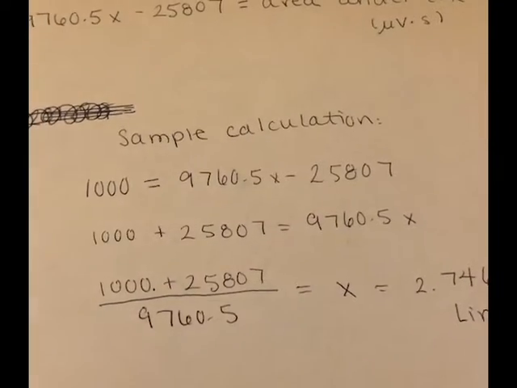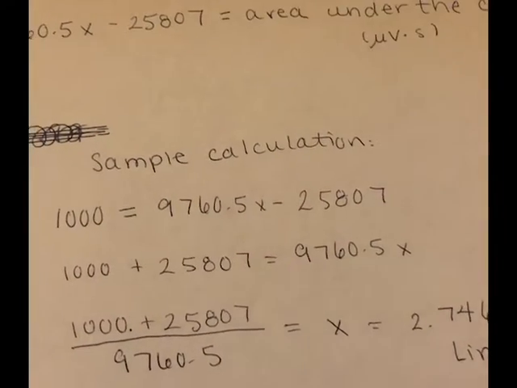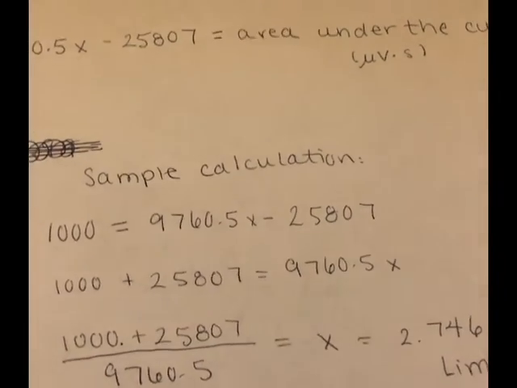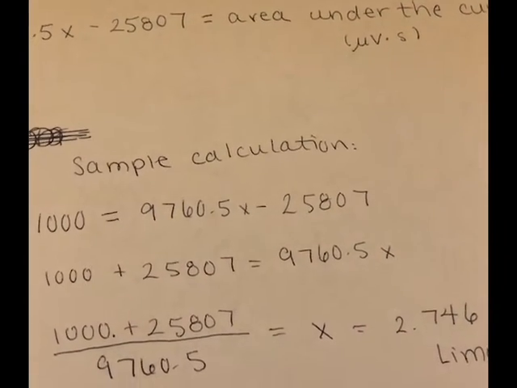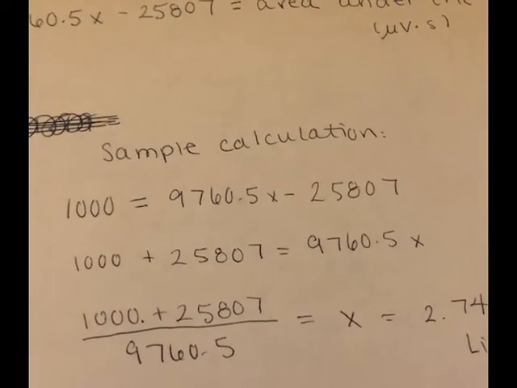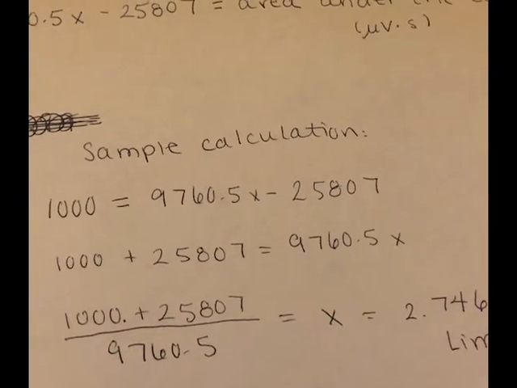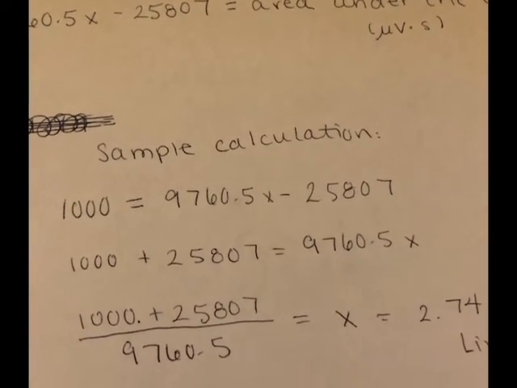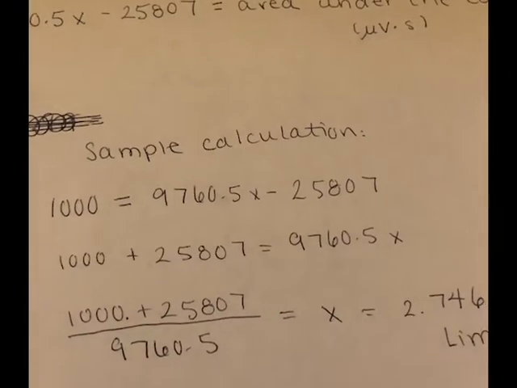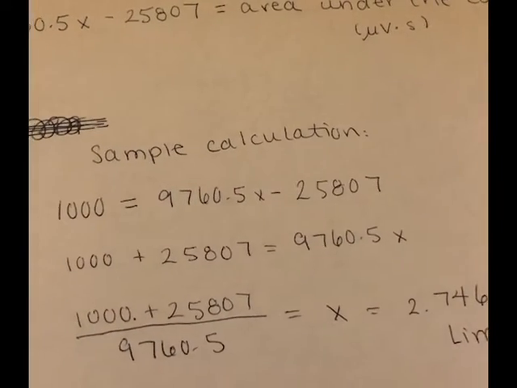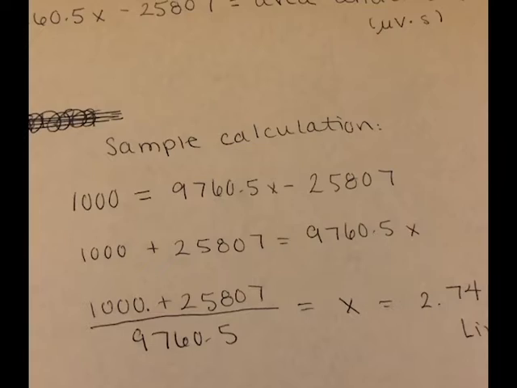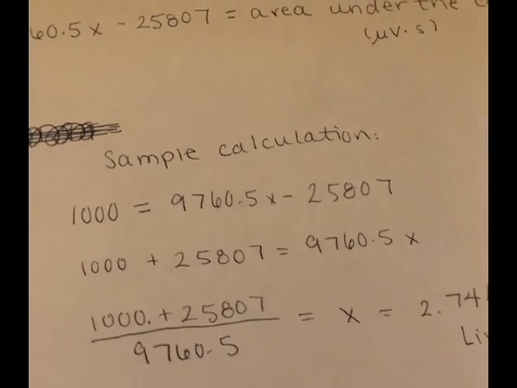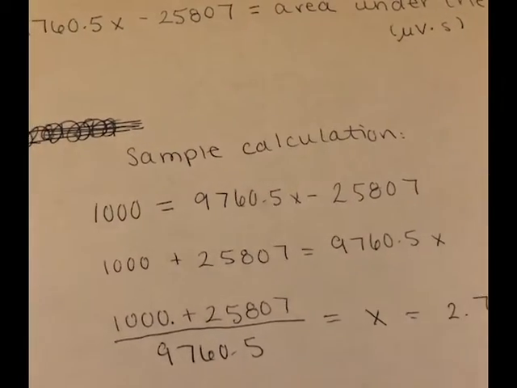So as you saw on the calibration curve, the equation is y equals 9,760.5x minus 25,807. So right away you can set that equation equal to the area under the curve, which is the integration that you'll find in the report for the peak that has a retention time of about 1.8 minutes. And again, all of these limonene peaks will be labeled for you on the gas chromatographs to help you more.